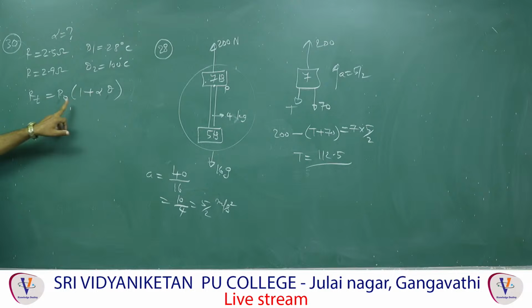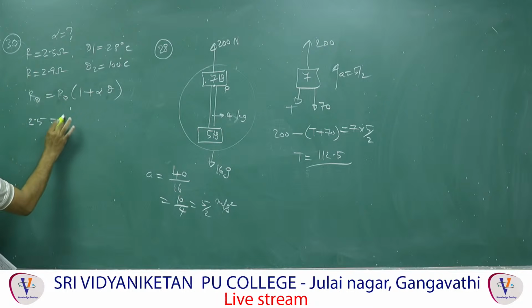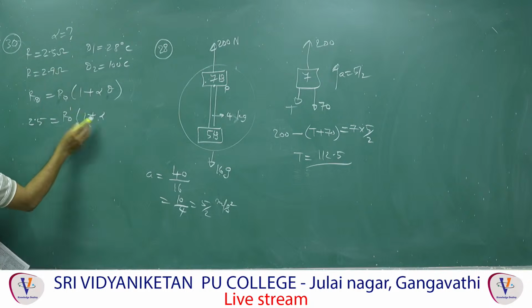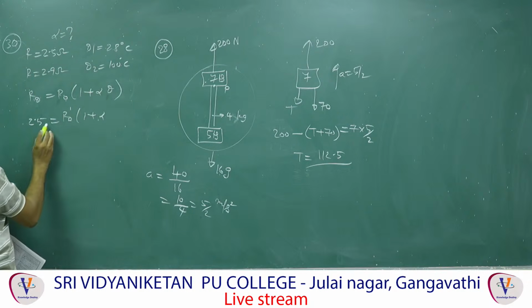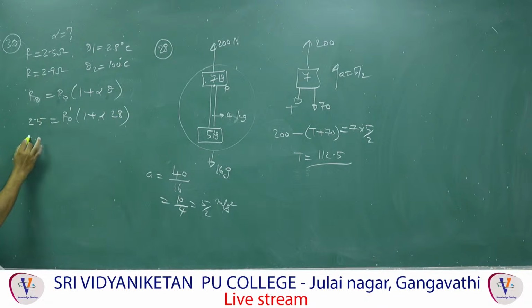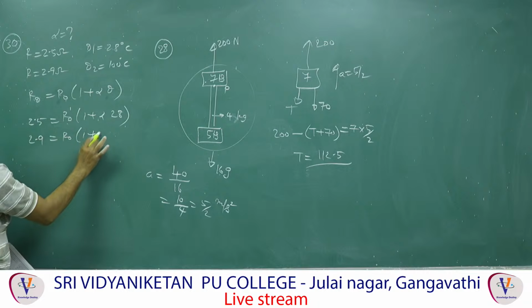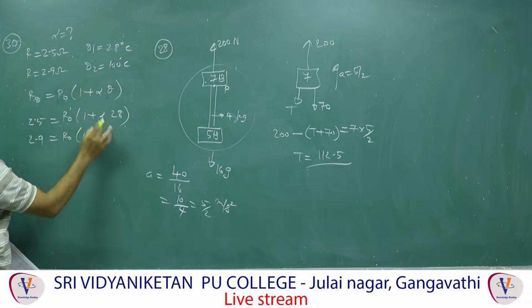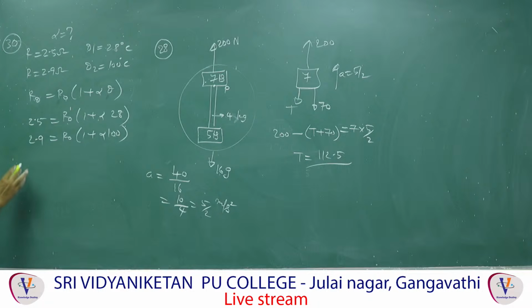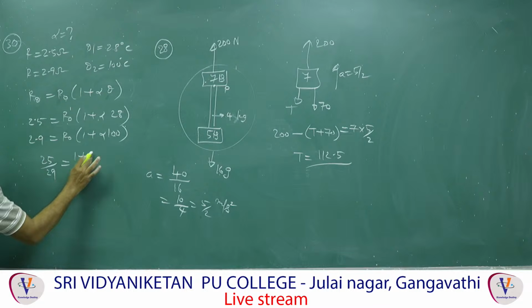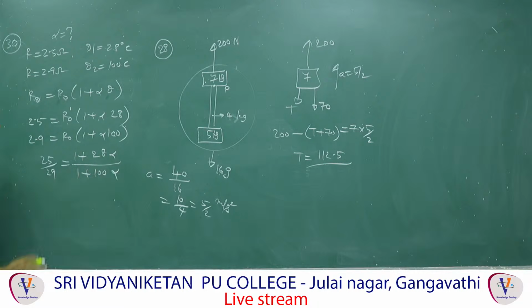Theta is the temperature difference between 0 and theta, theta minus 0, right. What is this value? 2.5 is R naught into 1 plus alpha, change in temperature 28 minus 0, 28. The second one is 2.9 is R naught into 1 plus alpha into 100 minus 0. Now dividing both, 2.5 by 2.9 is equal to 1 plus 28 alpha by 1 plus 100 alpha. Cross multiply them and we get the alpha. Exactly, we get the third option.